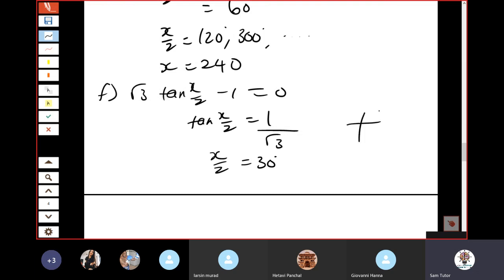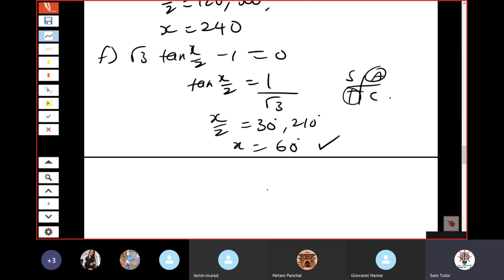And then all stations to central. Where is tan positive? Here and here. So I know the other one's going to be 210. When I multiply, I know this one's going to be too big. So my only answer is 60 degrees. And I am done.